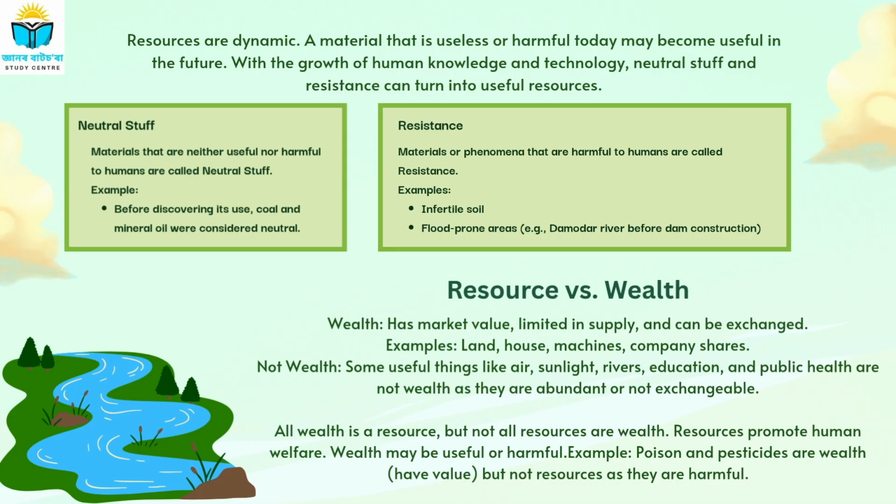Now let's understand resource versus wealth. Wealth has market value, is limited in supply, and can be exchanged, like land, houses, machines, or company shares. But not all useful things are wealth. Air, sunlight, rivers, or education are valuable but not exchangeable, so they are not considered wealth. The key point to remember is all wealth is resource, but not all resources are wealth. Some things like poison or pesticides may have value, but they are not resources because they are harmful.